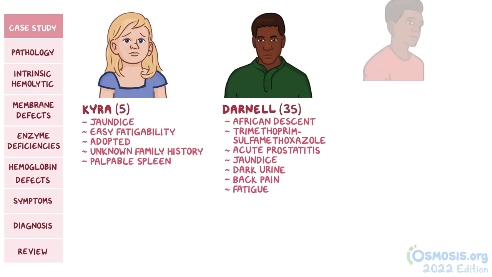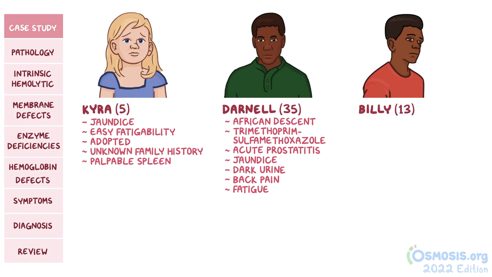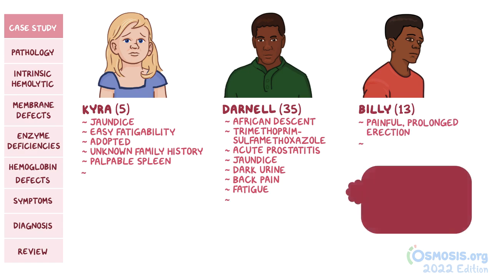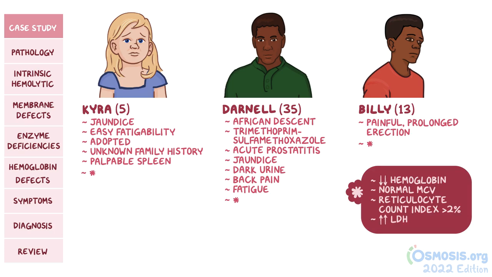There's also a father who brought Billy, his 13-year-old son, to the emergency department because of a painful and prolonged erection. CBC is ordered for all of them, and it shows low hemoglobin with normal MCV and reticulocyte production index over 2%. They also have increased LDH. Now, Kira also has an increased MCHC and spherocytes on peripheral blood smear, while Billy has sickled cells.